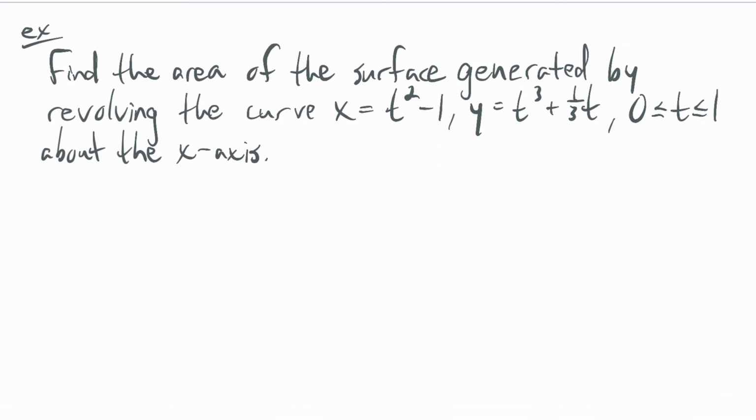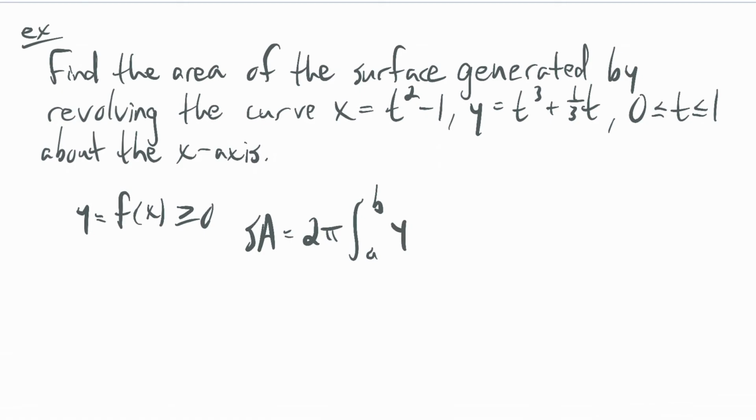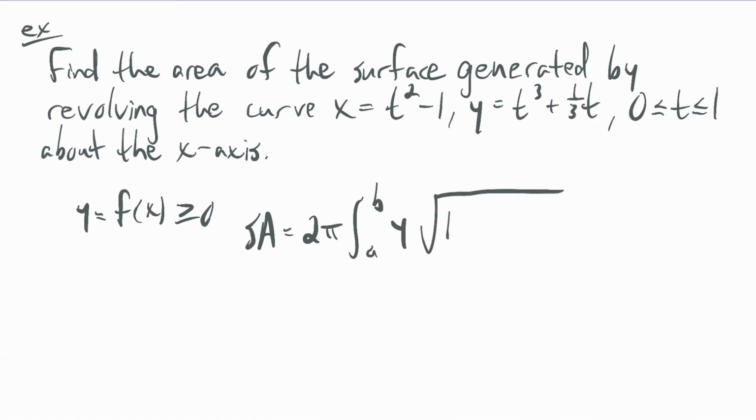You might recall when you have y equals f of x, some function, and f of x is greater than or equal to 0, so this function doesn't cross the x-axis, then the surface area is 2 pi times the integral from a to b of y times the square root of 1 plus (dy/dx) squared dx.